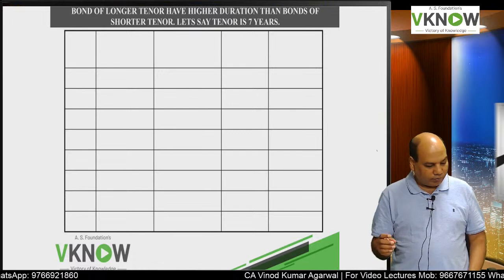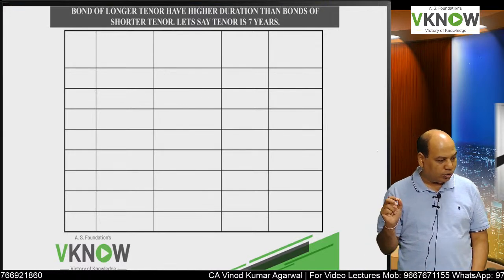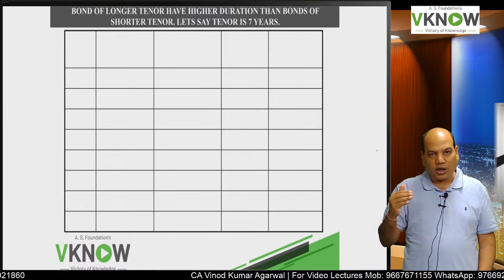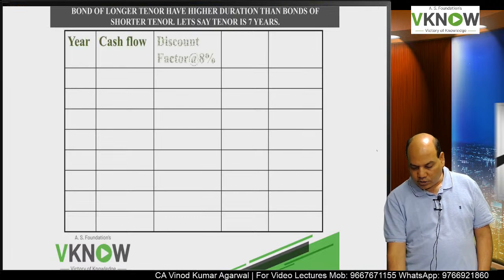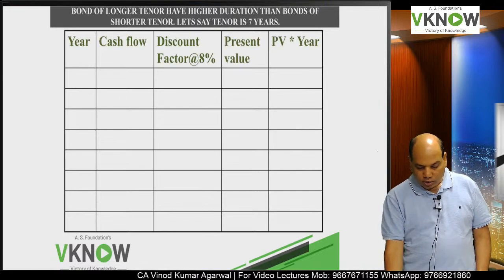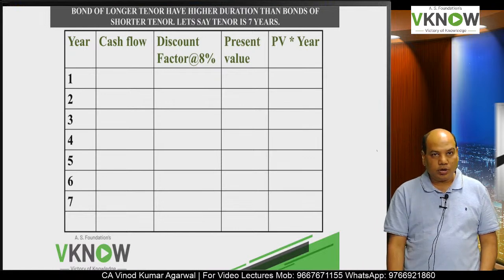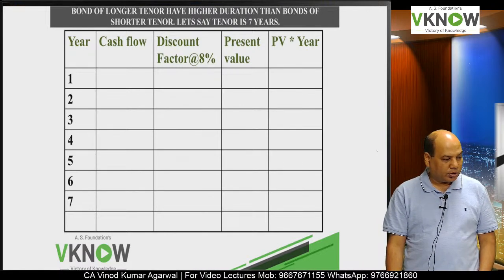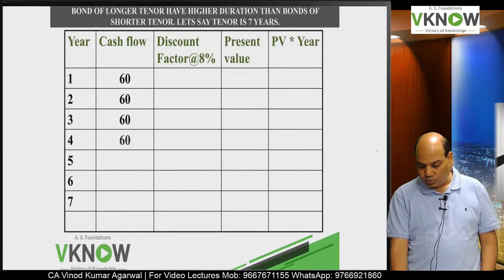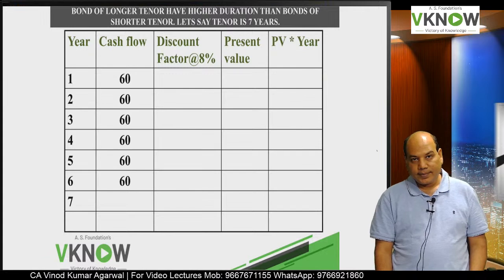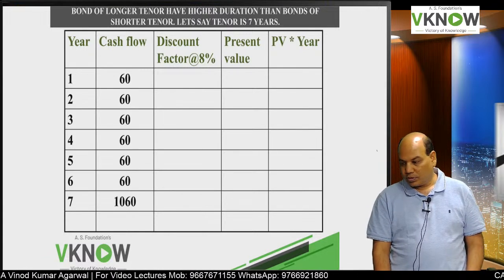Let us check. Those who have the book or who have got the printout of the notes can write there only. I have given you the format. So first 5 columns are same. Then you write down year. It is a 7-year bond. I have changed the question from 5-year to 7-year. Cash flow will be 60 rupees for the first 6 years and the last year will be 1060.